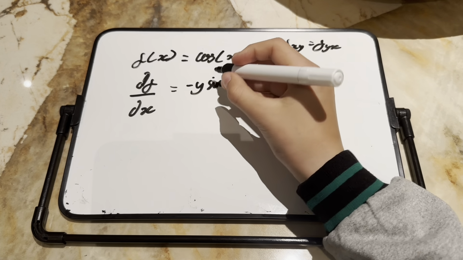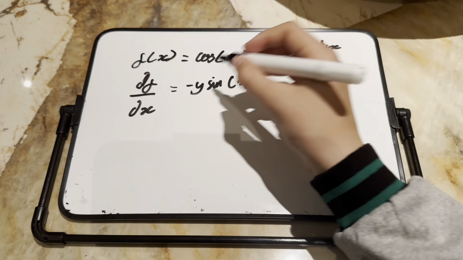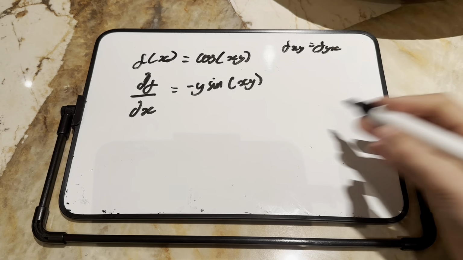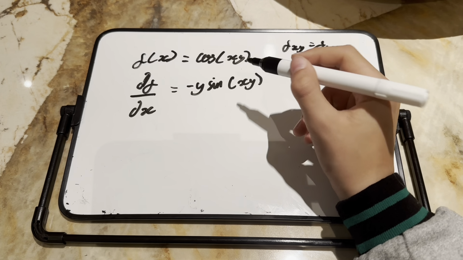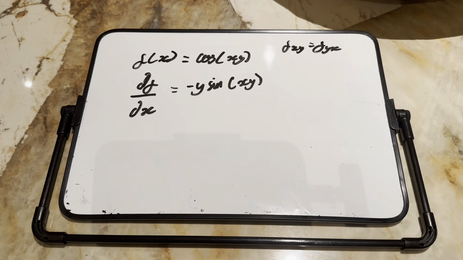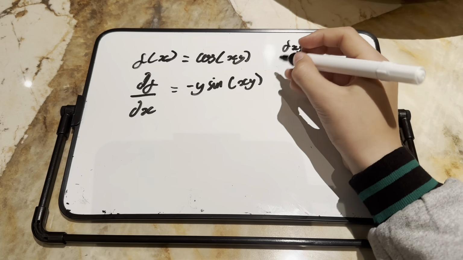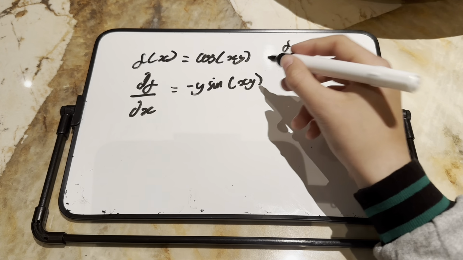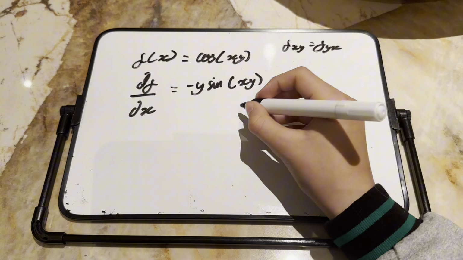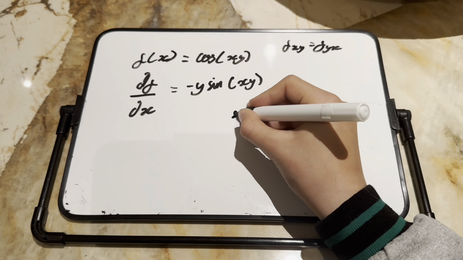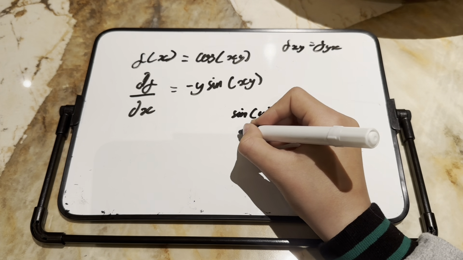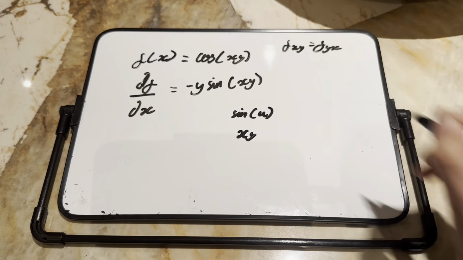So you might know that if you multiply two functions, you use the product rule, and if you have a composite function, you use the chain rule. So first, let us do the chain rule for this. We would do the derivative of sine u, and then the derivative of xy.